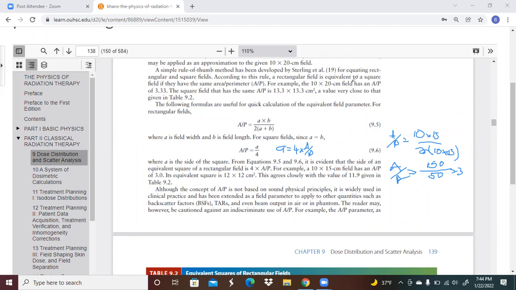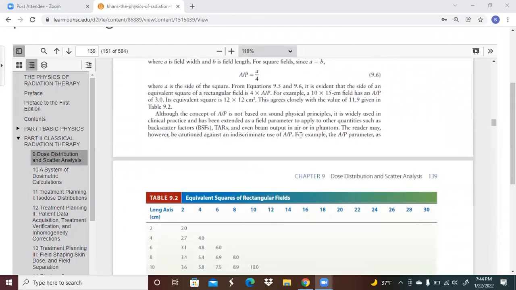Same thing happens up here with this particular example. The A over P ends up being 3.33. You take that, you multiply it by 4, and that's where you come up with about 13.3. So this, again, is a way of taking an irregular field arrangement and turning it into something that is actually a square. So we'll have some examples going forward about how to do that.